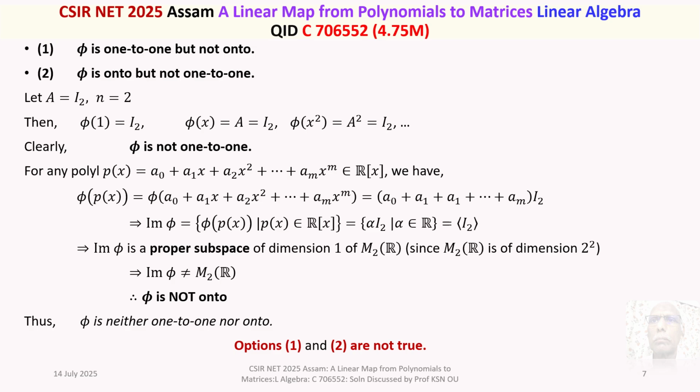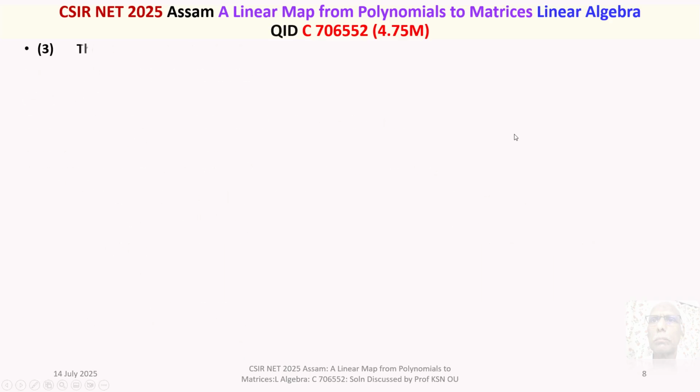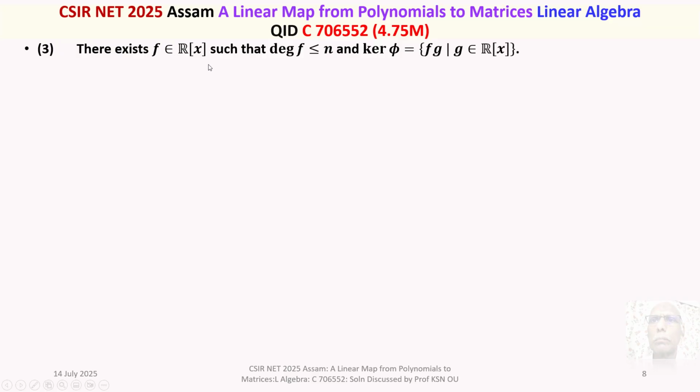But our students will ask us, sir, why not prove option 3? Yes, we do it in the next slide. Option 3: there exists a polynomial f belongs to R of x such that the degree of f is less than or equal to n, and the kernel of phi consists of all those polynomials which are the product of f and g, where g belongs to R of x.